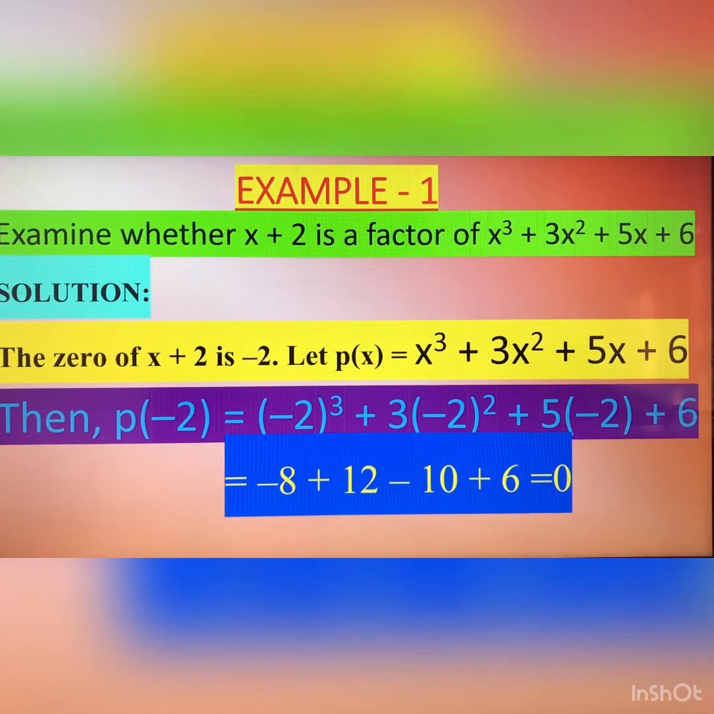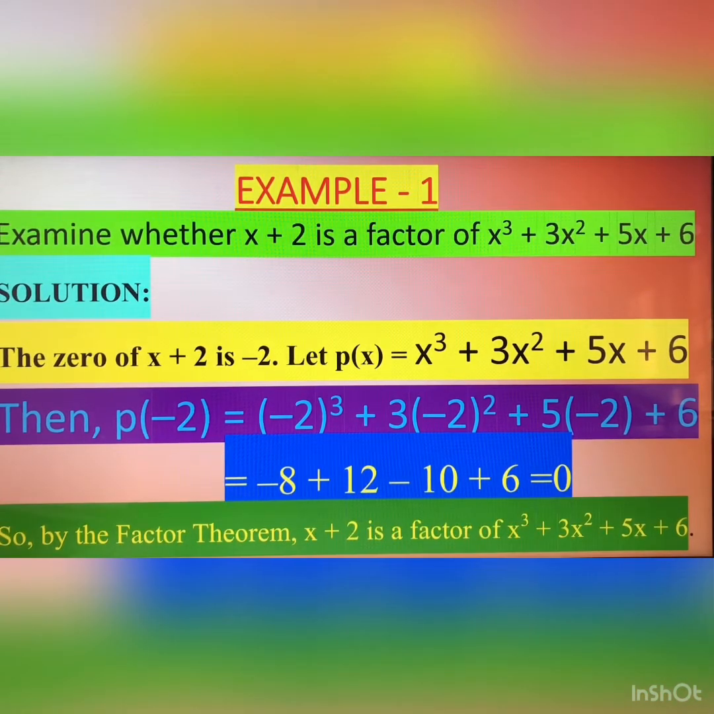So dear, here are 2 positive and 2 negative values. Adding the positive values, 12 plus 6 is 18. And the negative values, minus 8 minus 10, that is also minus 18. So 18 and 18 cancel. You will get 0. If you get 0, then 100% x plus 2 is a factor of the given polynomial. But if you do not get 0, then x plus 2 is not a factor of the given polynomial.